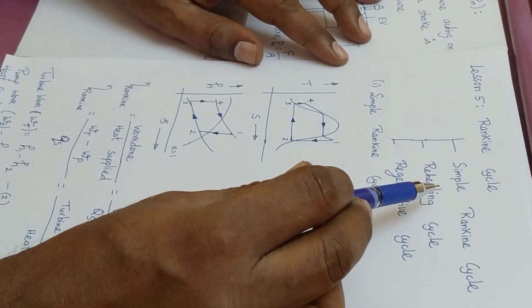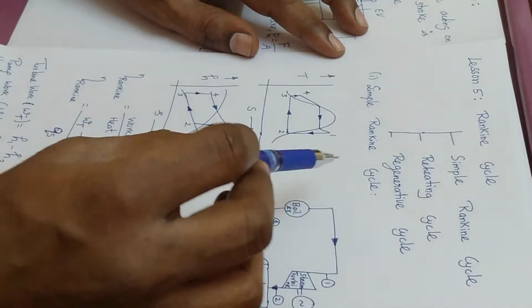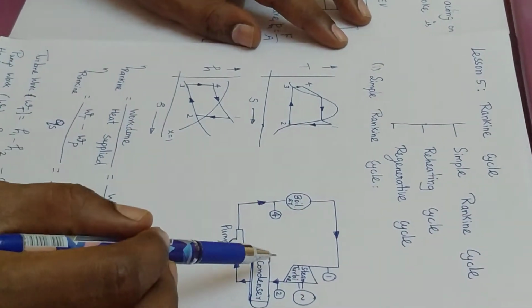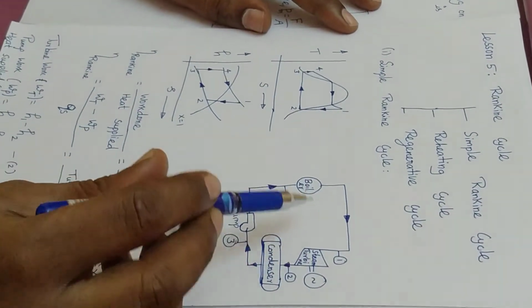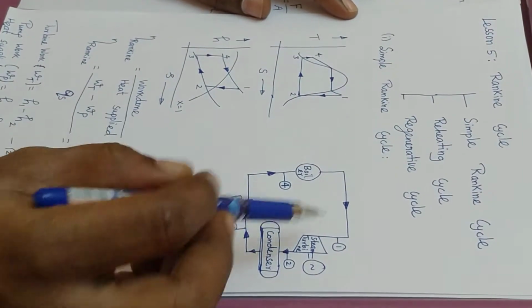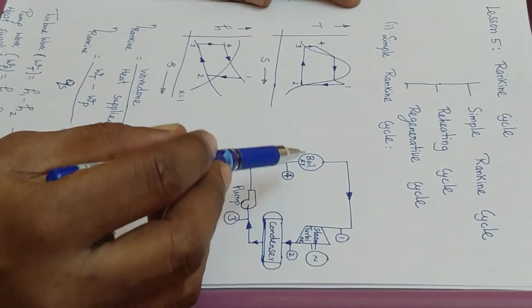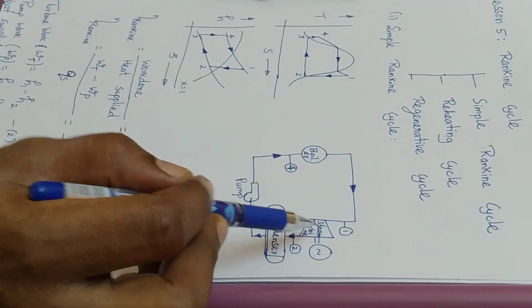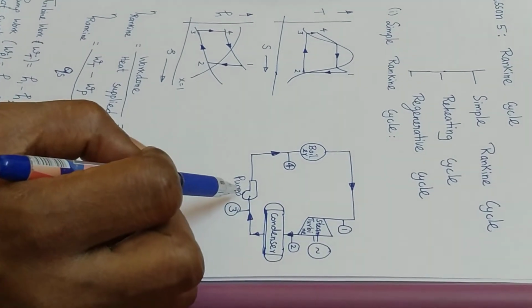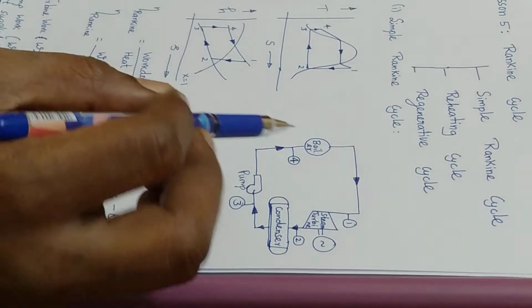First, let us see the simple Rankine cycle. All these Rankine cycles are used in thermal power plants or steam power plants. In the simple Rankine cycle, we consider only four components: the boiler, steam turbine, steam condenser, and the condensate pump.